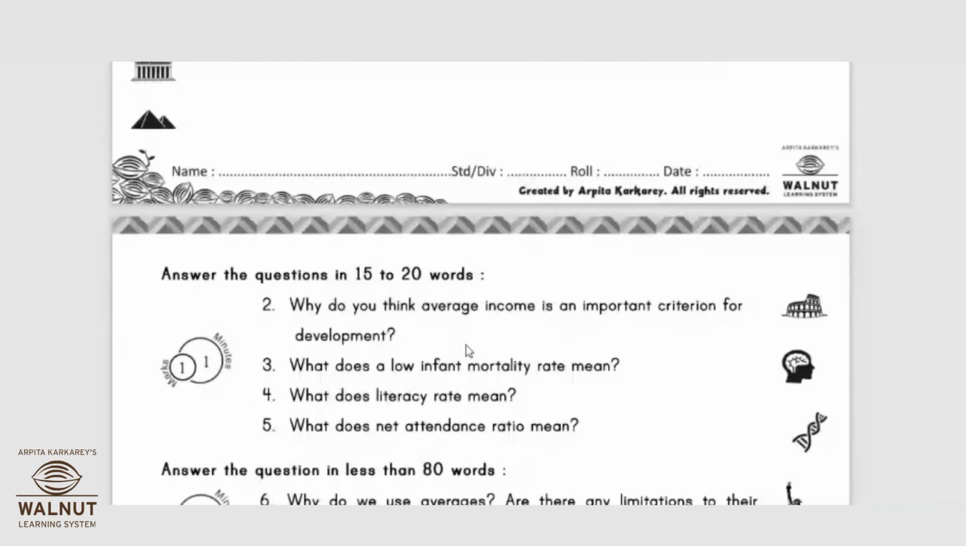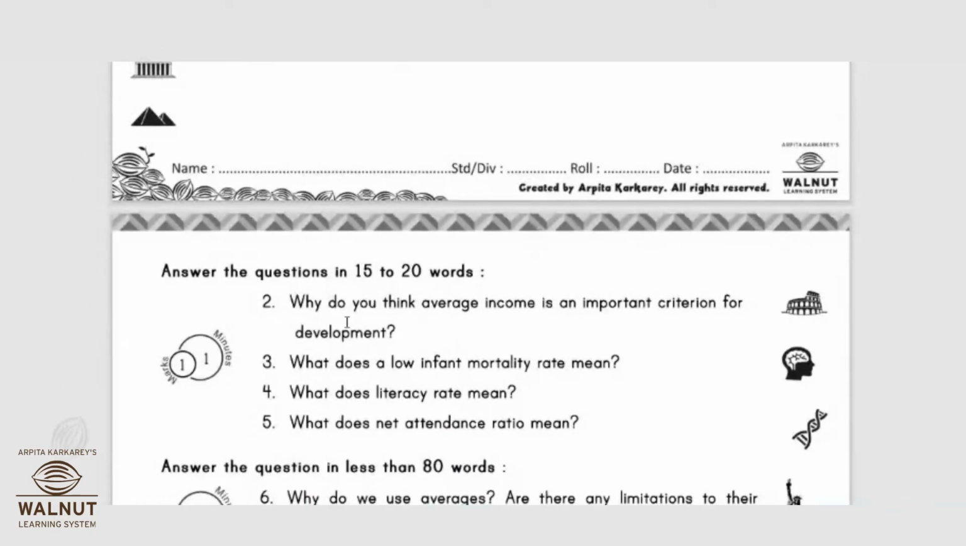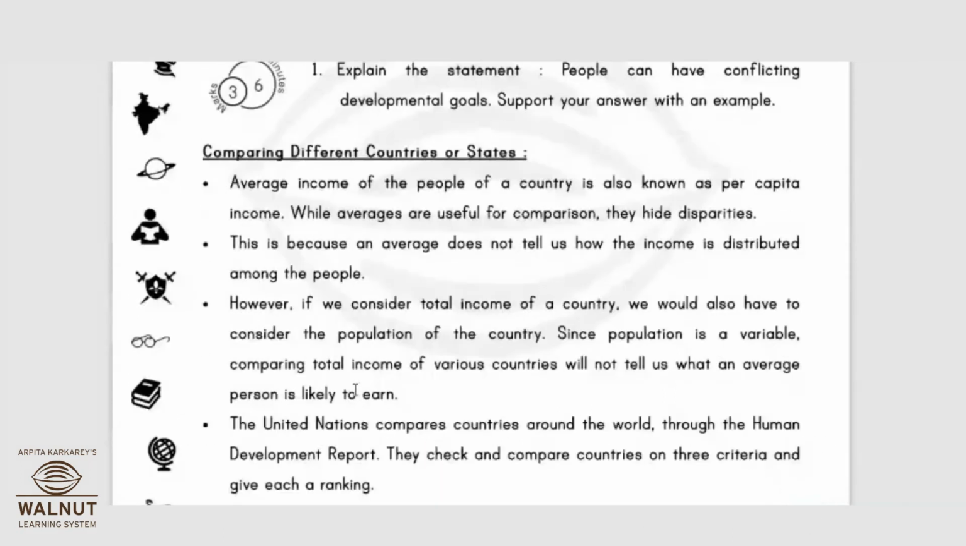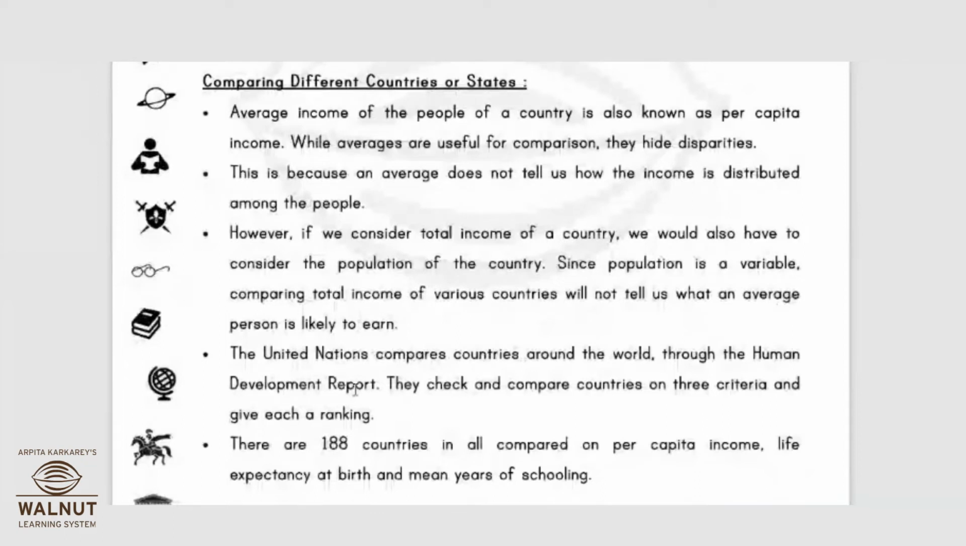See, there is this question, right? Why do you think average income is an important criterion for development? What is the average income? You can tell me now. Ma'am, we can say that average is the mid value basically. Yes. So you can put it this way, that it gives the population of that country the power to buy something. Whereas income is what I earn and what I spend on myself, right? Income has an individual touch to it, whereas average income doesn't have that individualized meaning.